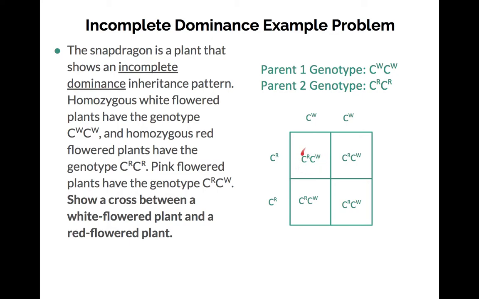Again, if you're confused, why are we using the C's? This is what I like to use to make sure that I know it is an incomplete dominance pattern, or really a non-Mendelian inheritance pattern, rather than just simple dominant and recessive. So here we have all CRCW offspring. What did that mean? Well, here, that would be pink. So your expected offspring from this cross are 100% pink.